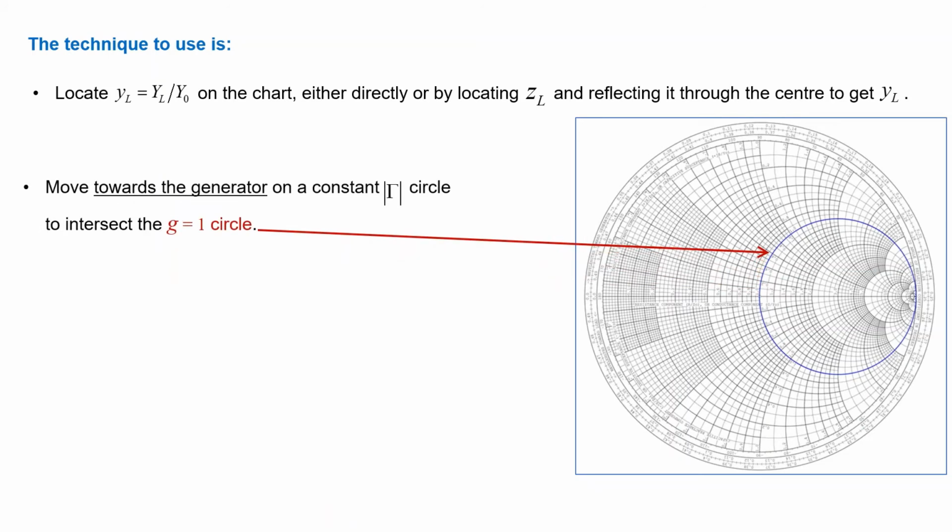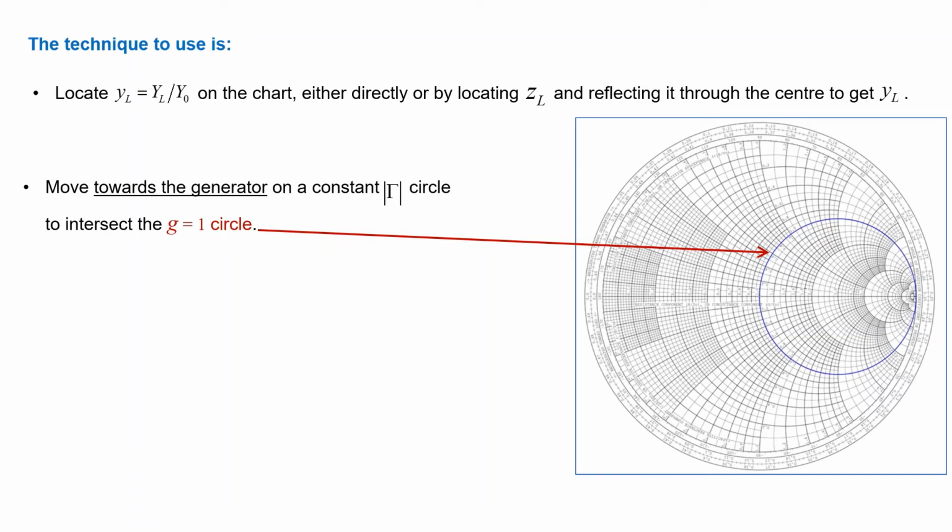And then what we do is that load point, we move it towards the generator. After all, we're moving away from the load, which means towards the generator, on a constant mod gamma circle. So remember, the magnitude of reflection coefficient does not change along a lossless transmission line. And we move that point along a constant mod gamma circle until we intersect the G equal to 1 circle.